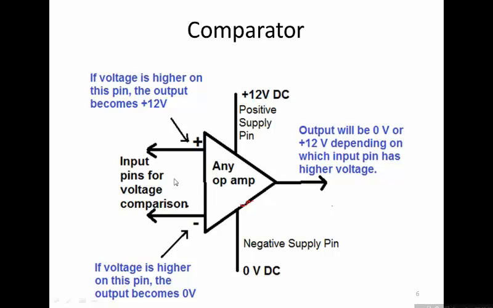So these are the inputs for voltage comparison. You can apply input on either terminal or both terminals. If the voltage is higher on this pin, that is on the non-inverting pin, the output becomes plus 12 volts, and if the voltage at this terminal is higher than the non-inverting terminal, then the output would be at 0 volts.